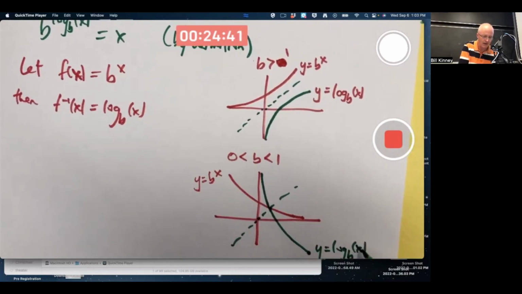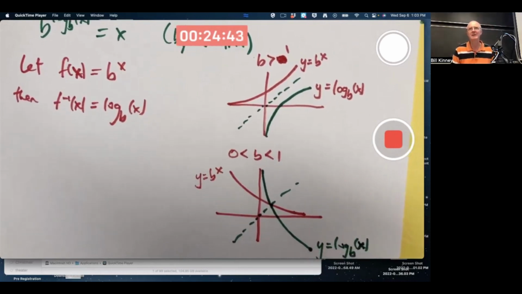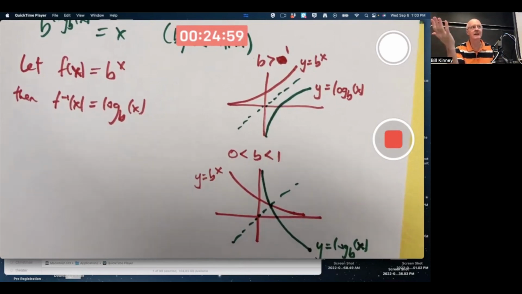Now, we hardly ever talk about logarithms where the base is between 0 and 1. That's just hardly ever done. The most common bases to use, although I shouldn't maybe use the word common, are 10 for the common logarithm, e for the natural logarithm, and 2 is used a lot in computer science because of binary digits and stuff. Okay, those are the most commonly used bases for logarithms. Hardly anybody ever uses a base between 0 and 1. But if you did, that's what the graph would look like.